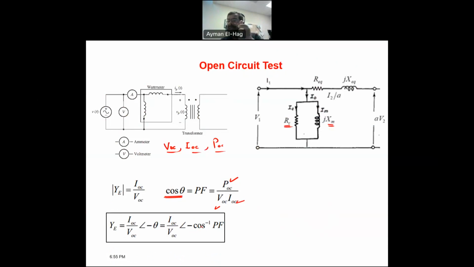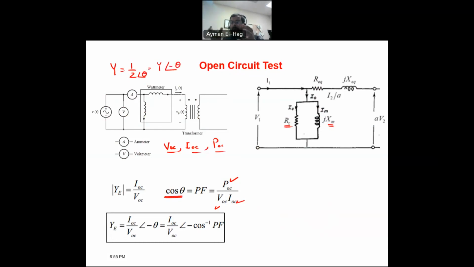If it is the impedance, it will be plus. But because we are getting the admittance, Y is equal to 1 over Z. So Z will have the angle theta, so the Y will have the angle of minus theta.